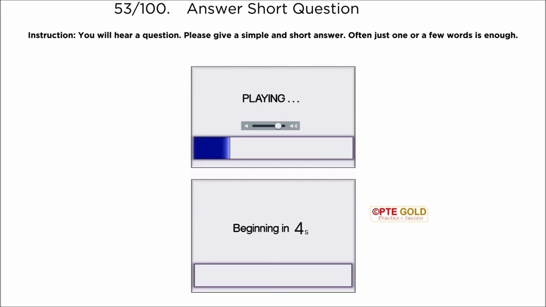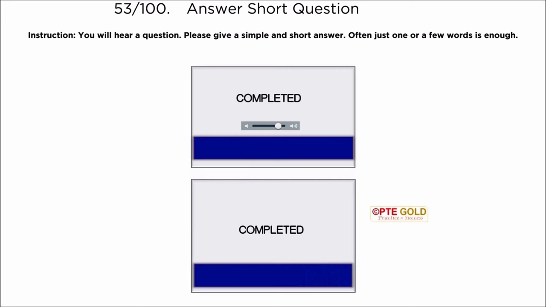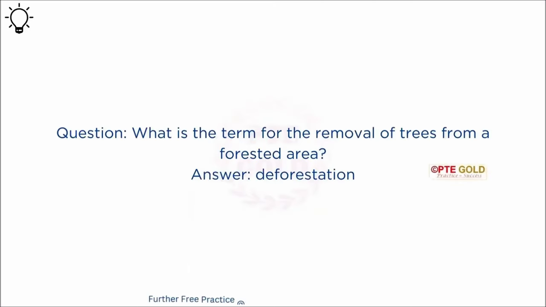What is the term for the removal of trees from a forested area? Deforestation.